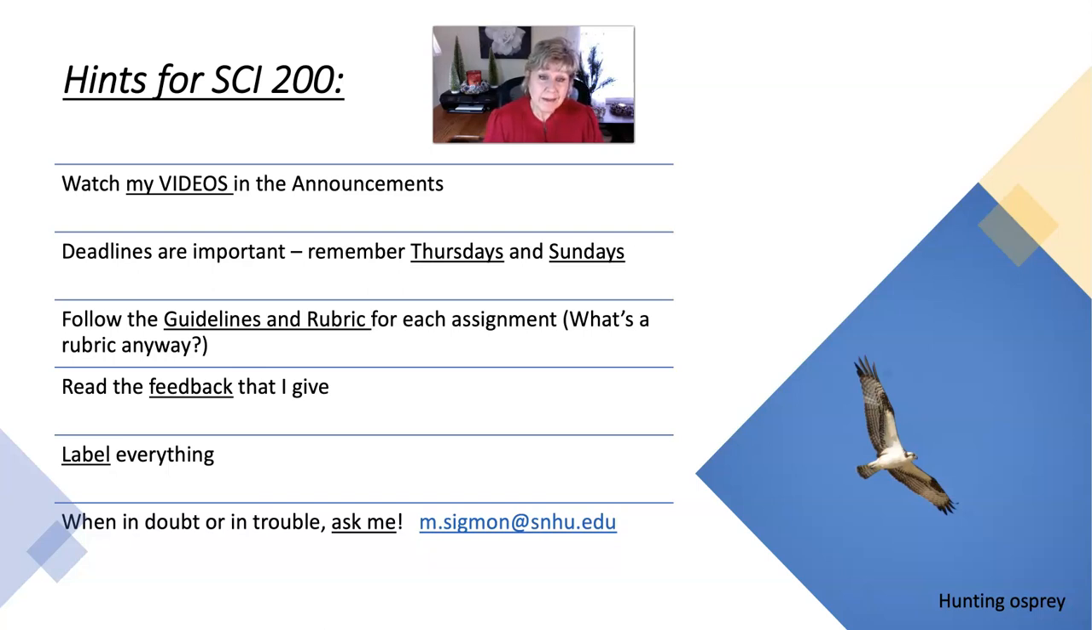Label everything with your name, with the course number and name, Science 200, with my name, with the date, with what this is. What is this assignment? If it has a number, fine. If it has a title, even better. Label everything that you're putting. And this also includes the files that you have on your computer. You know, when I see an uploaded file, it shouldn't say J Sigmon 1. No. Label it so that you know what it is too.